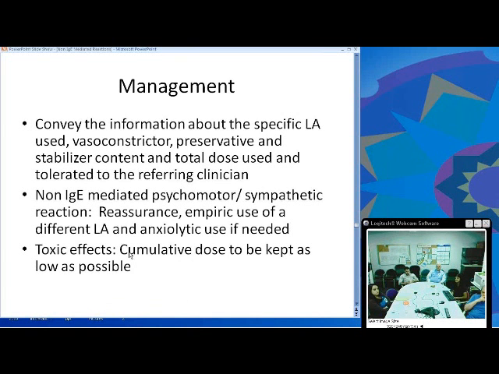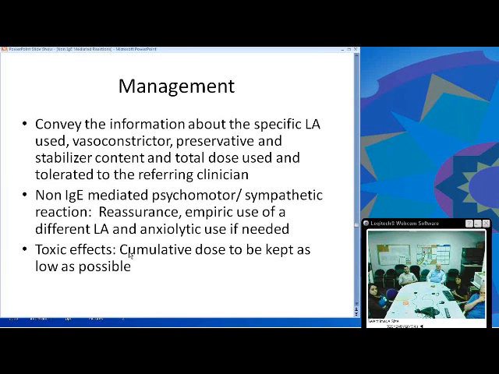Once the test is done, the information about the specific local anesthetic that was used for the challenge, the vasoconstrictor, preservative or stabilizer content of that specific challenge solution, and the total dose used and tolerated should be conveyed to the referring physician, because that's what they are going to use. The total dose is important because that way they can restrict it to that level, and it would be important for the toxic effects that we were talking about.